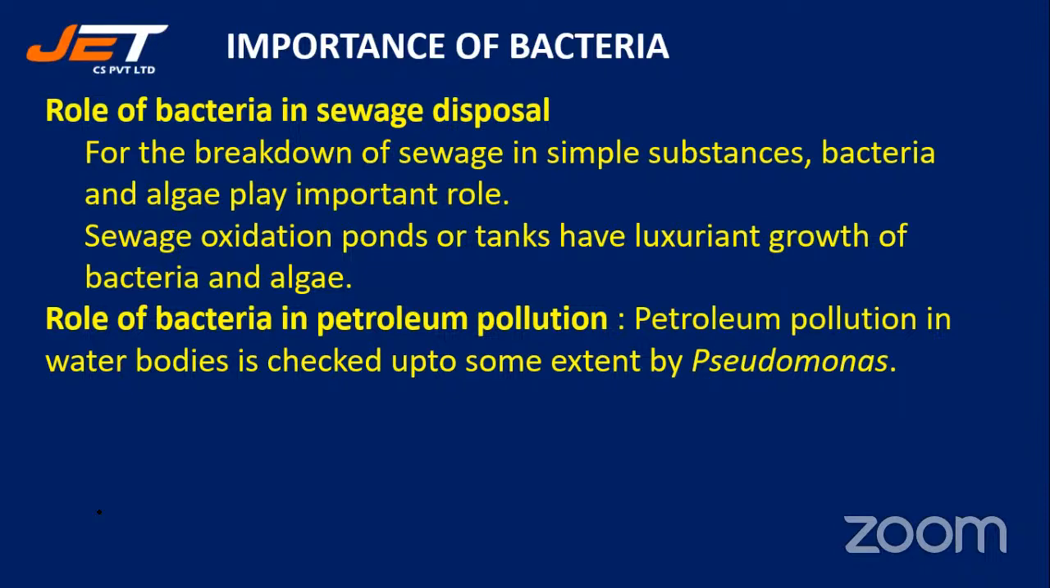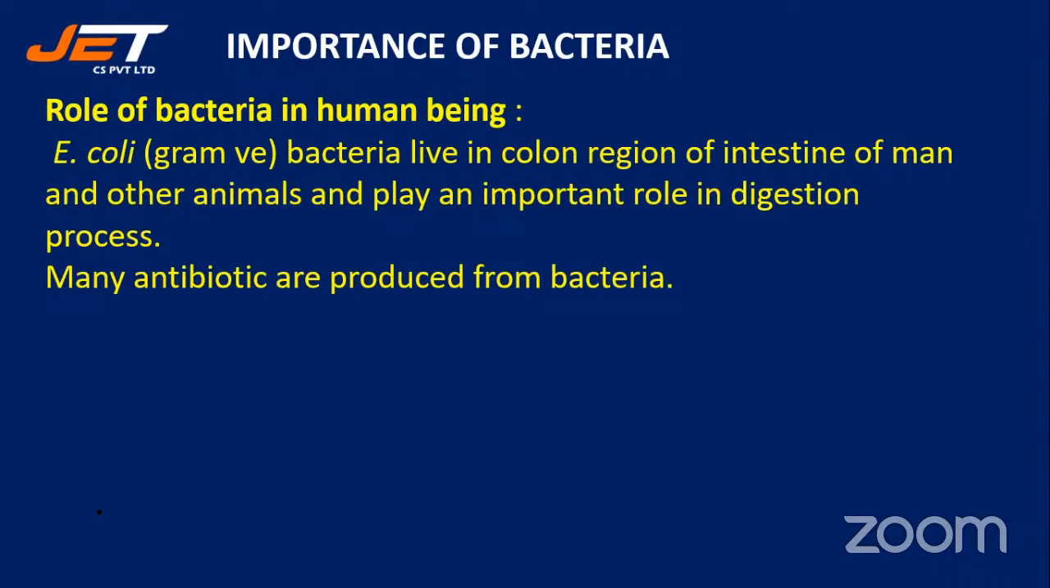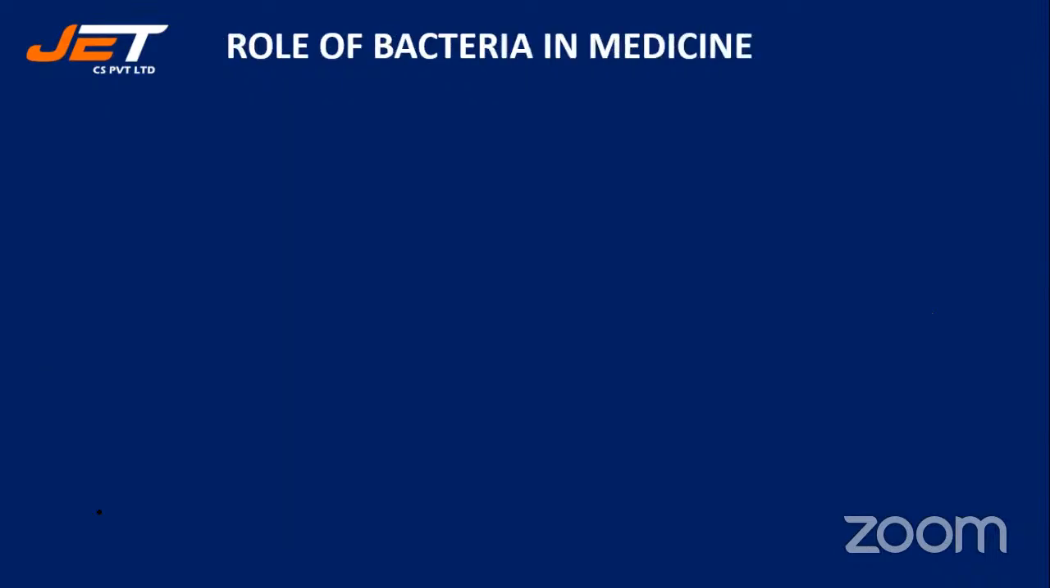Petroleum pollution in a water body is checked by Pseudomonas, because Pseudomonas does not grow unless the water body is clear. So whether or not there is petroleum pollution in the water body is checked by the Pseudomonas. And what is the role of bacteria in human beings?